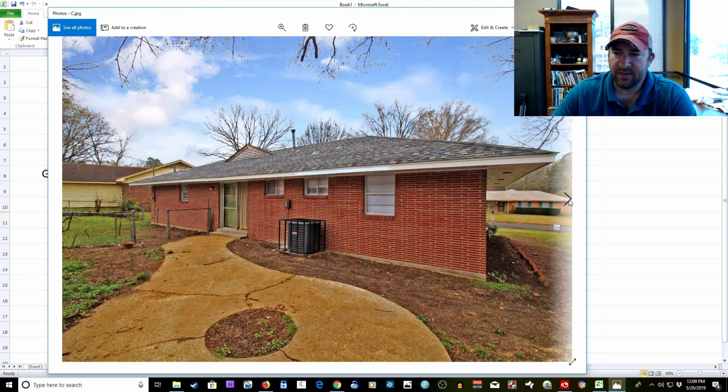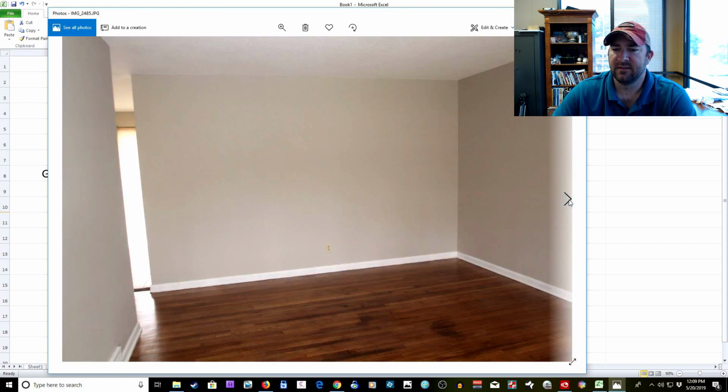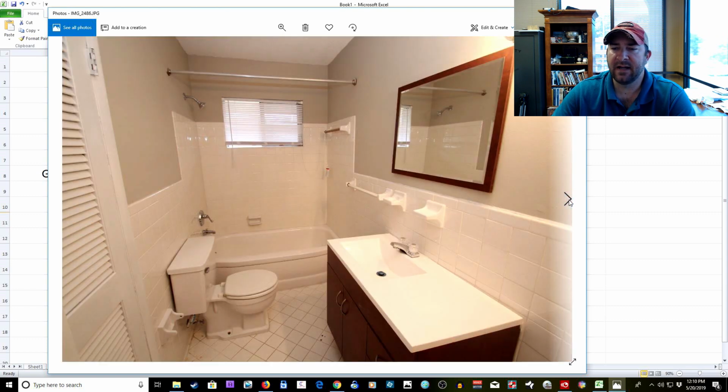Did a lot of clean out in the backyard as well. Got the new HVAC system in place. So we sanded and refinished all the hardwood floors in the home. We did a full interior paint.